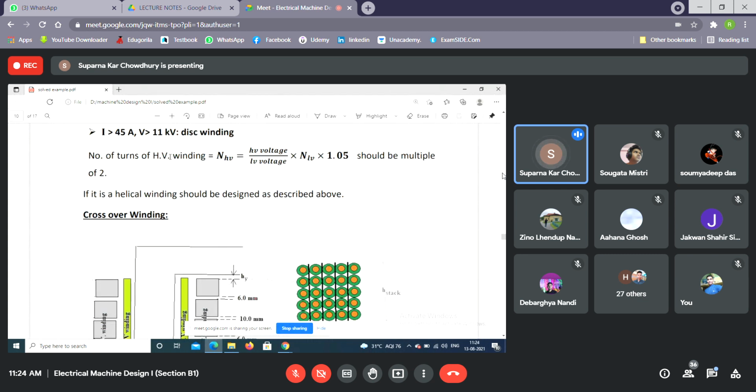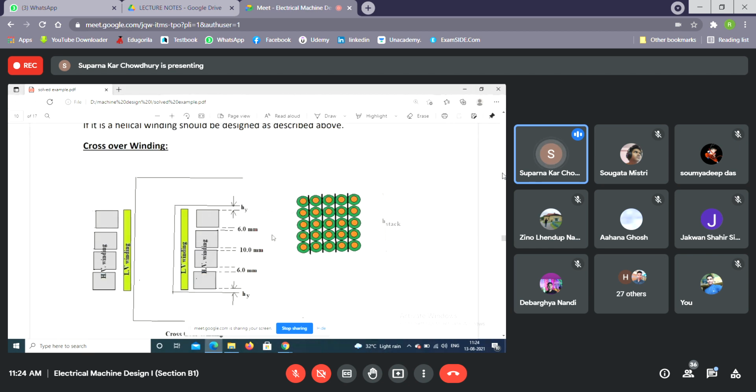Now, first of all, the number of turns of HV winding is HV voltage by LV voltage into NLV into, say, here I have multiplied by 1.05. That is because in your problem, I have given a tapping of plus minus 2.5 and plus minus 5%. Now, if we have to provide that plus 5% tapping, then that 5% turns should be available. So your HV turns should be like this, and this should be made a multiple of 2.